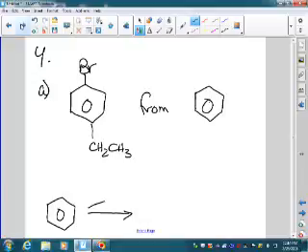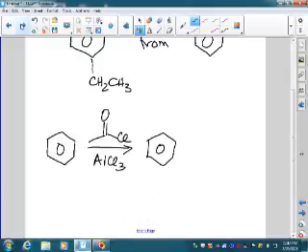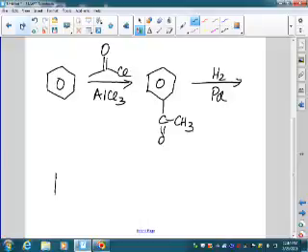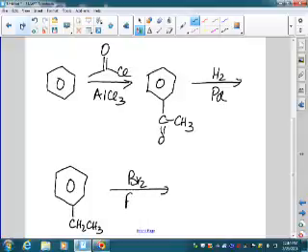We're going to put the acyl on first. That's how you put an ethyl on. So we'll have our acyl here. Whoops, wrong carbon. Our acyl here. And then turn that into an ethyl. That's a para director. And then bromine and FeBr3 to put on the bromine para.